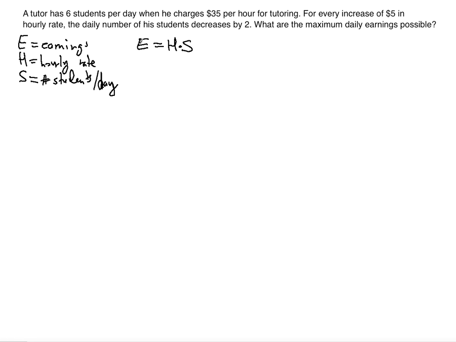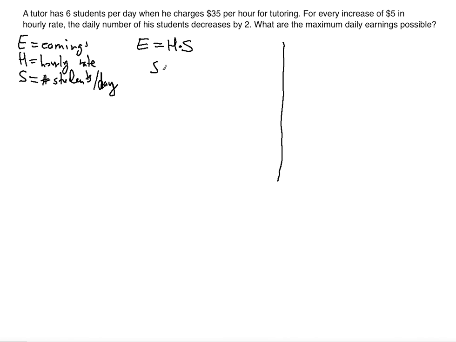But before we estimate the earnings, we have to estimate the number of students as a function of the hourly rate, right? Because the number of students, as it says here, for every increase of $5 in hourly rate, the number of students decreases by 2. So S depends on the H, right? So we're going to write an equation for S. Well, actually, there are 2 ways of figuring out the linear equation. So first, I'm going to separate it here in a column.